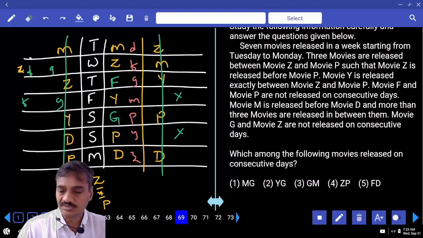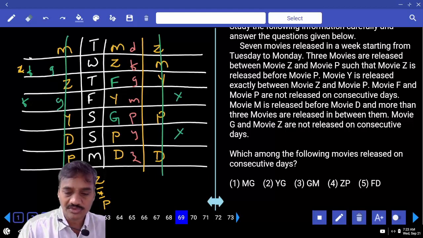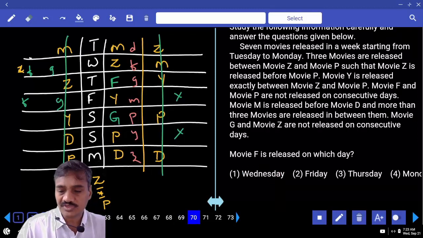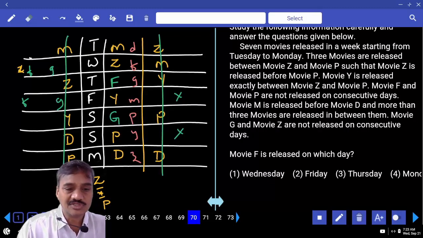Then 69, which among the following movies released on consecutive days? M and G, ruled out, and Y and G, yes, consecutive, that is choice 2, 69. Then 70, movie F was released on which day? F was released on which day here?